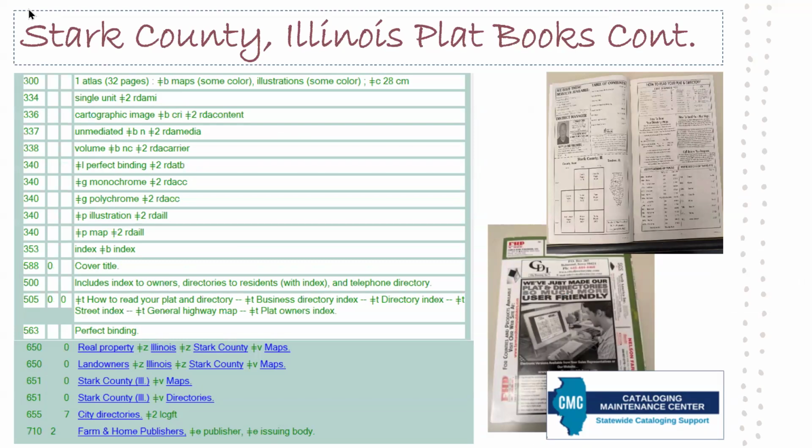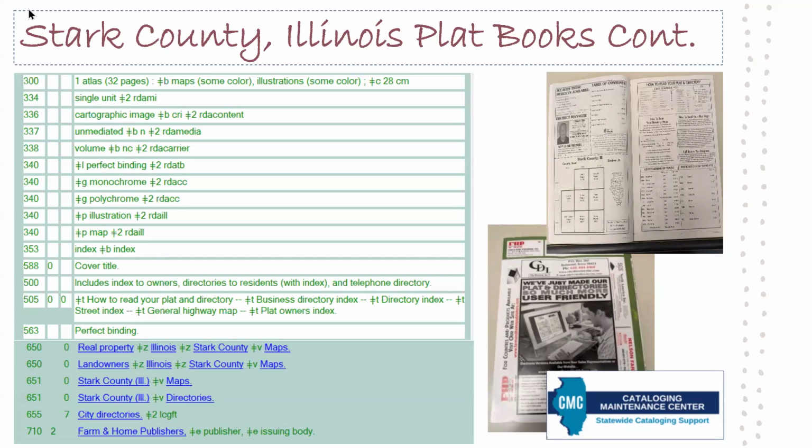A 353 of index has been added to account for its presence. Unlike our globe, only a single 500 field is used here. A 588 is used as the title was taken from the cover rather than a title page. The plat book does contain a table of contents, so that information can be recorded in a 505, and I used the enhanced version of the 505 there. Basic would also be fine too.